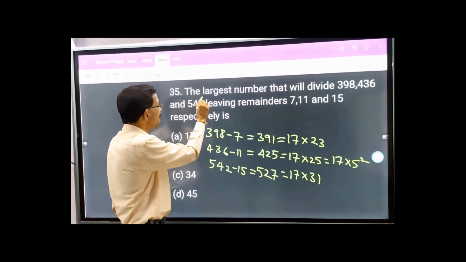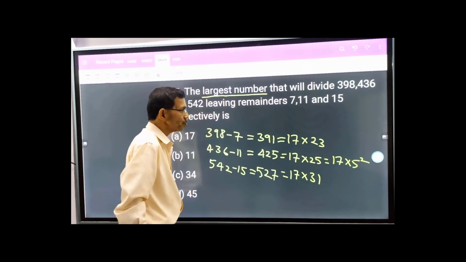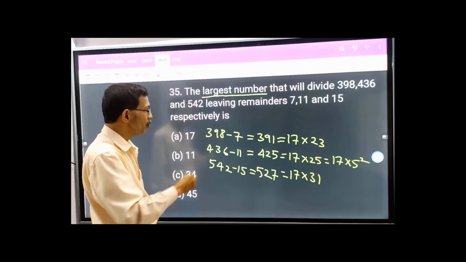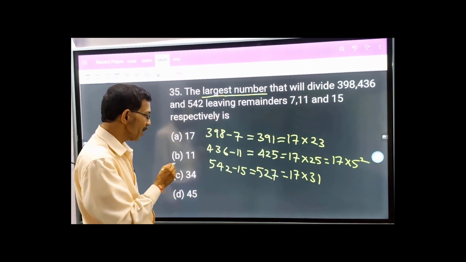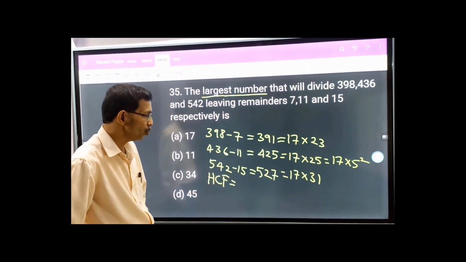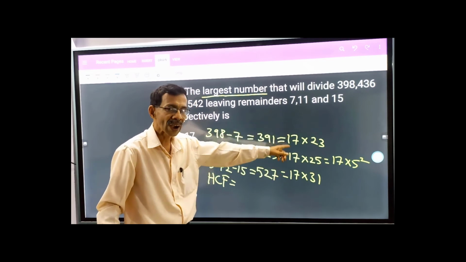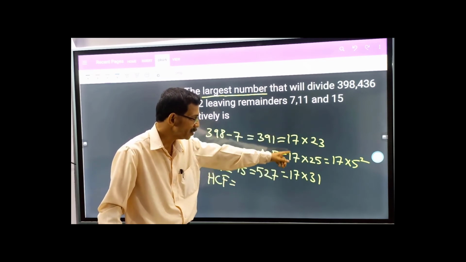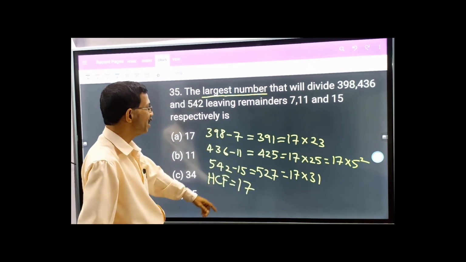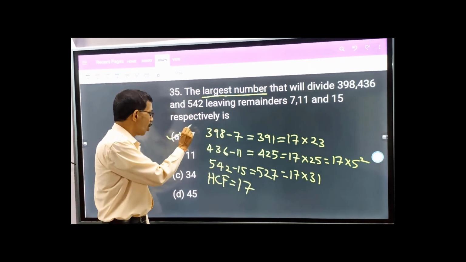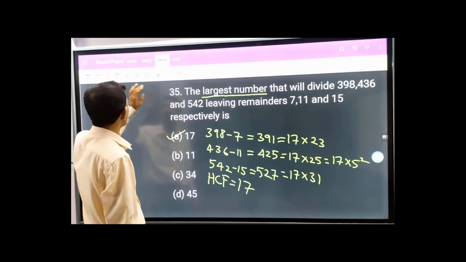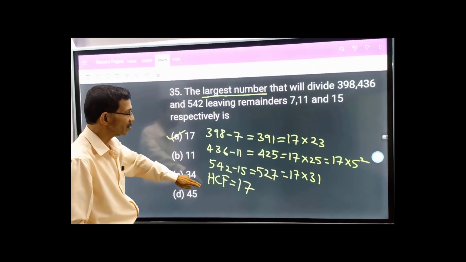And for finding the largest number that will divide these three numbers by removing the remainders, you can find out the HCF, and in HCF you find the common factor, and common factor in these three is 17. So 17 is the answer. So option A is the correct option, that is 17. Let's see the next question.